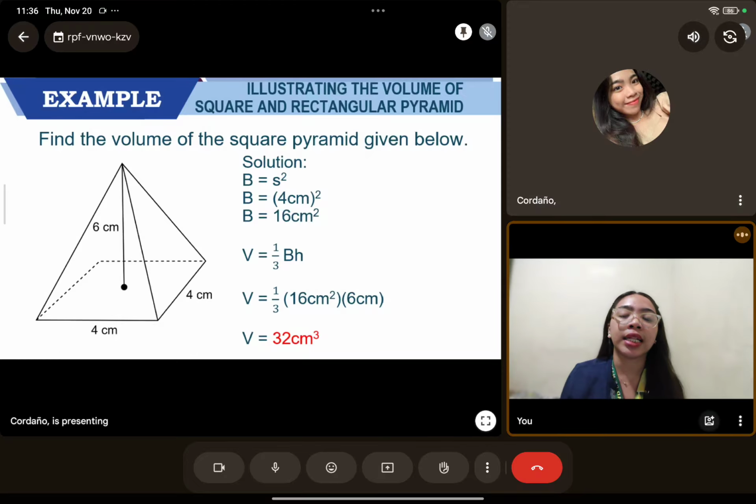Take note. Kanina, kung area natin, ang unit niya is centimeter squared, lagi siyang may square. Doon naman po sa volume, we must always put a cube. Cube lang pala. Cube.